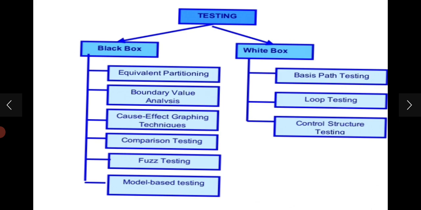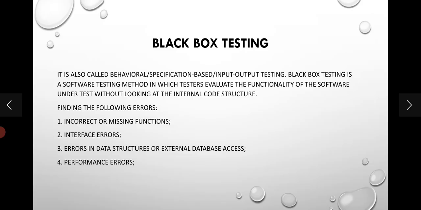The white box method has some testing techniques. They are basis path testing, loop testing, and control structure testing. Now we will see about black box testing. Black box testing is testing software based on the output requirements and without any knowledge of the internal structure or coding in the program.